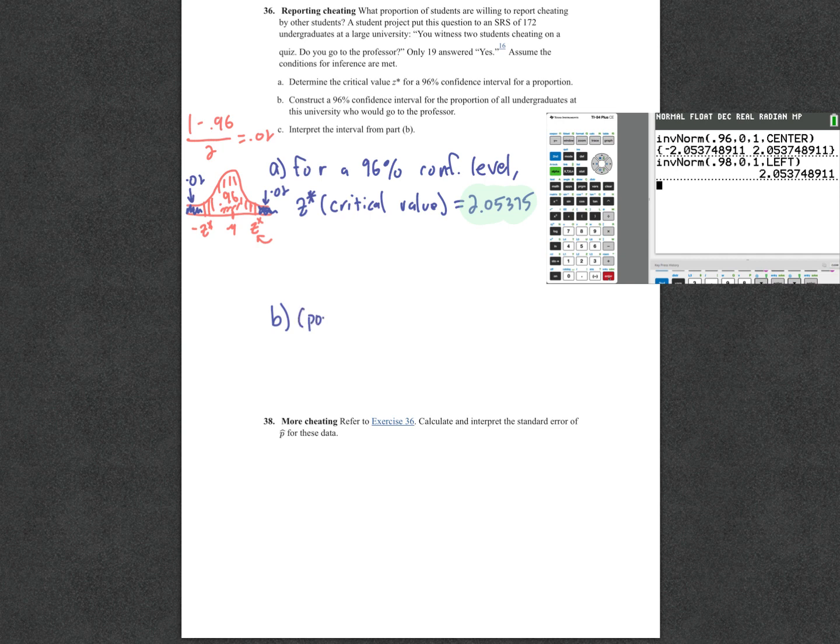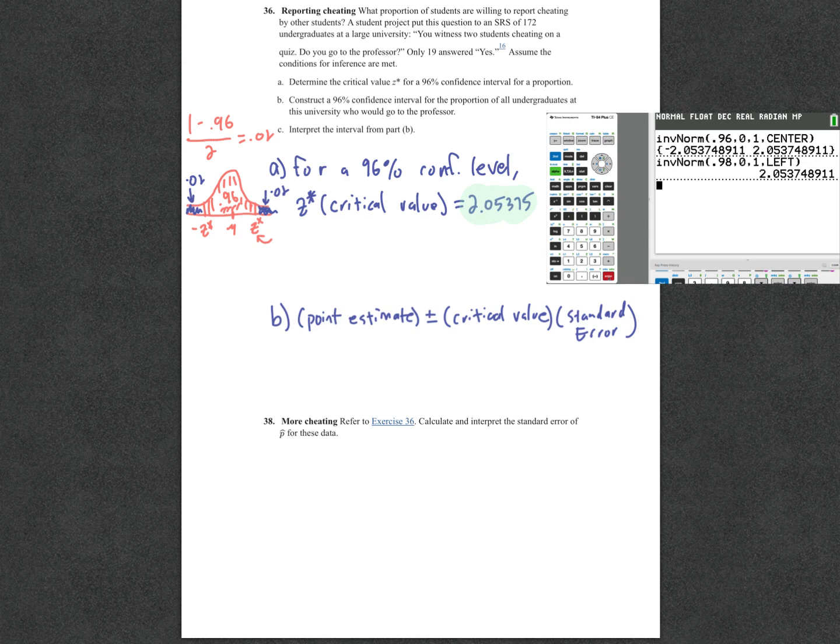Okay, so we'll do our point estimate, and then we'll do plus or minus our critical value. That's based on our confidence level, the z-star that we get from inverse norm. And we'll times that by the standard error. Technically it's the standard deviation of the statistic, but that's called standard error.